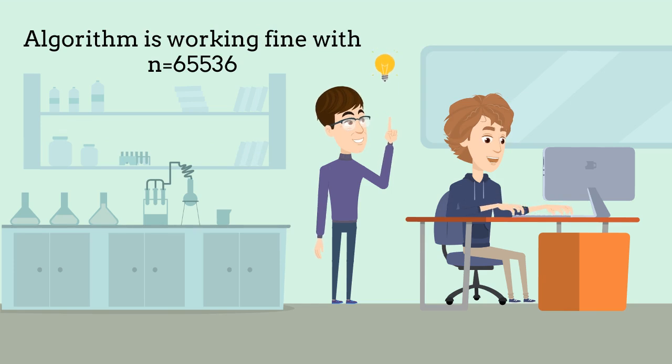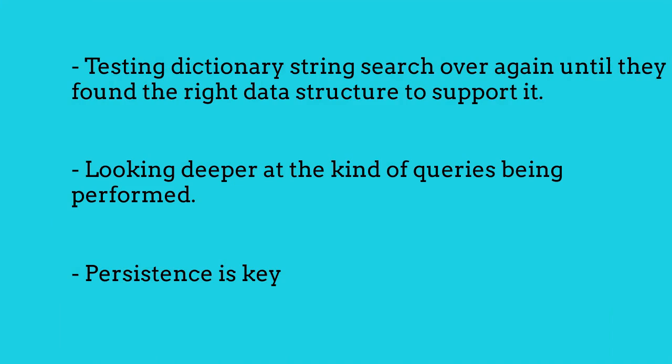Now, finally, Dimitris got the result he wanted. The algorithm worked fine with a simulation of strings at n equal to 65,536 without issues. Most importantly, the lessons from this story were taken. By taking a single operation, the dictionary string search, and testing it over and over, they found the right data structure to support it. Looking deeper at the kind of queries being performed to find a better data structure helped them make the dictionary structure efficient. However, this could not be achieved without persistence in looking deeper at the problem until finding the right solution.